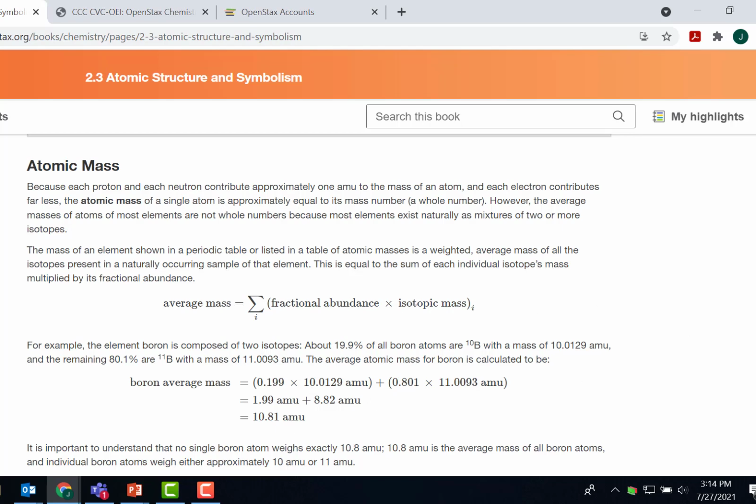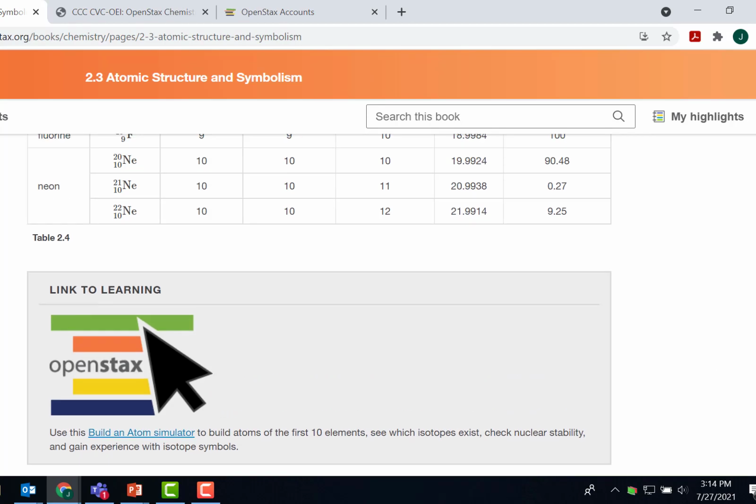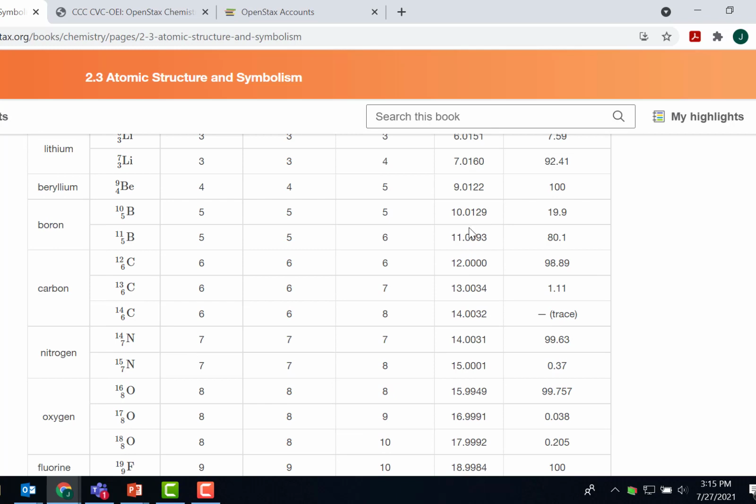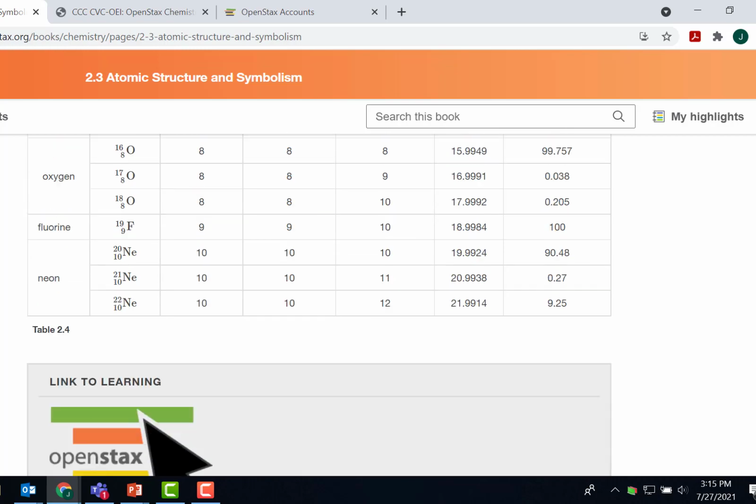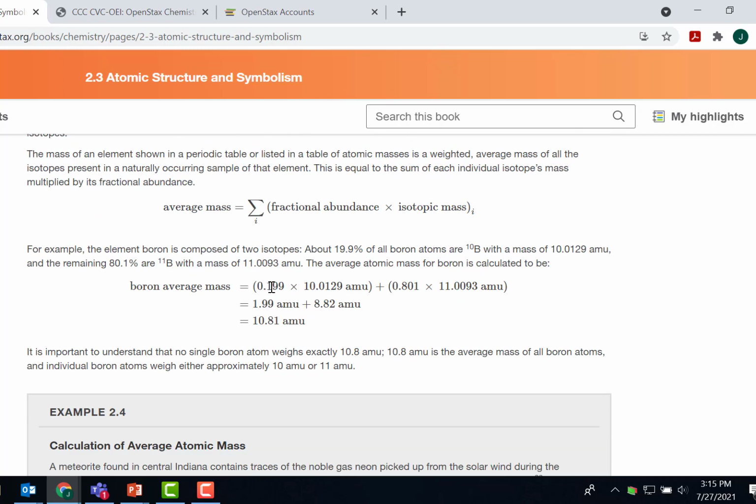So they're showing boron here as an example. So where do these numbers come from? If you look on the table up here, we see that boron has two isotopes, and these are their masses and their percent abundances. So we take percent abundance times mass of one isotope, and then we take percent abundance times mass of the other isotope. So we get these numbers, we add those together. That is the average mass of boron.